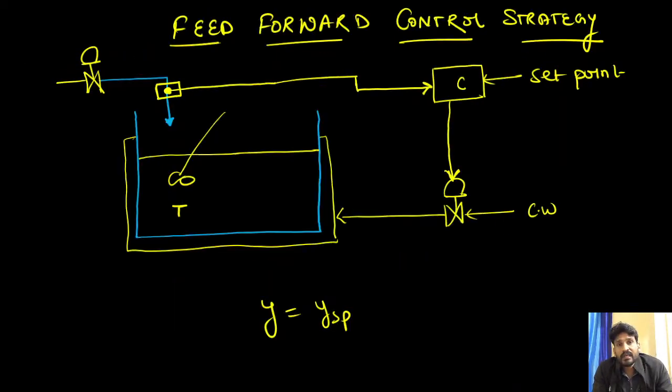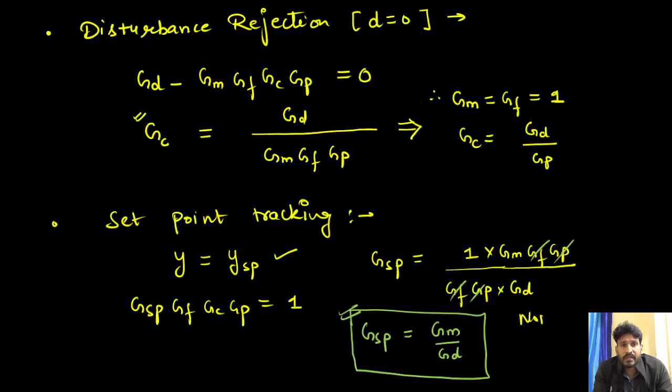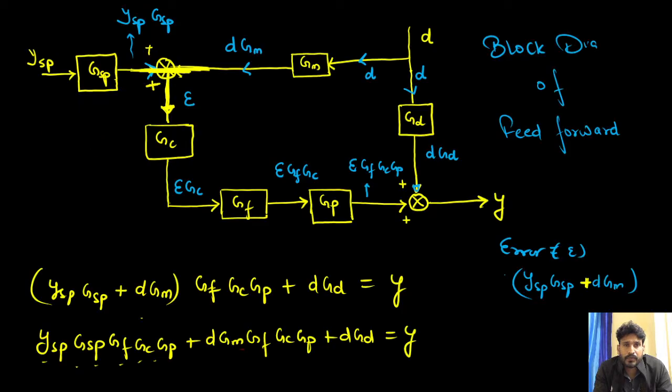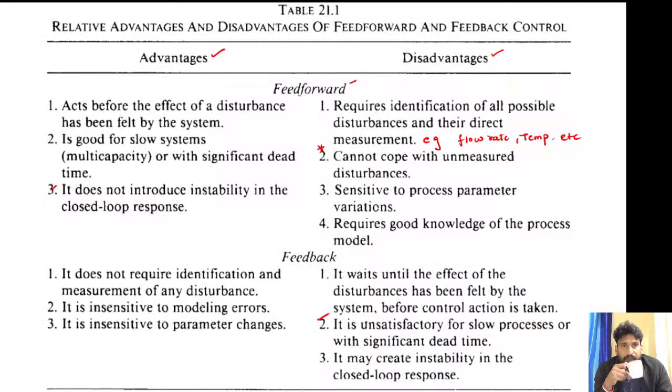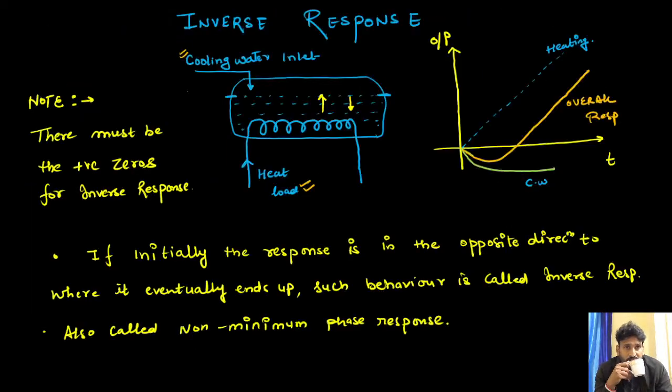Okay. We already discussed the feed forward control strategy, in which how to calculate the transfer function of the particular GC and GSP, I already told you. The feed forward control strategy is for the perfect rejection of the disturbance. Okay, and their advantages we already discussed. How to calculate poles and zeros, I already told you guys, right?